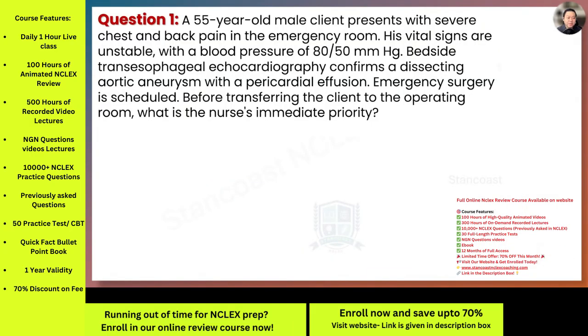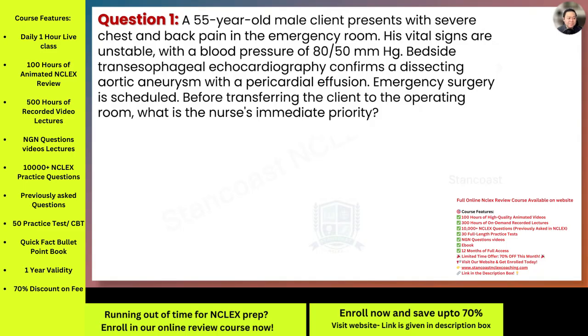Question number 1. A 55-year-old male client presents with severe chest and back pain in the emergency room. His vital signs are unstable with a blood pressure of 80/50 mmHg. Bedside transesophageal echocardiography confirms a dissecting aortic aneurysm with a pericardial effusion. Emergency surgery is scheduled. Before transferring the client to the operating room, what is the nurse's immediate priority?